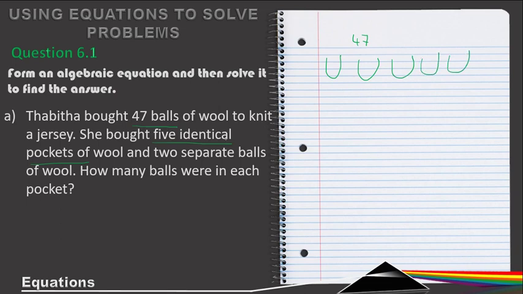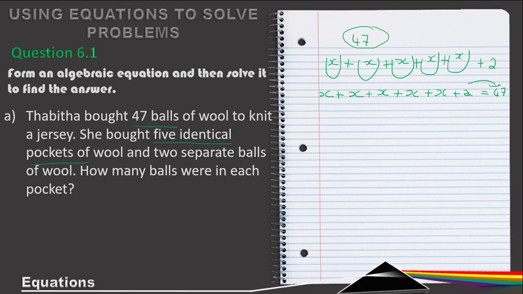And then 2 separate balls, so that's plus 2, okay? So once again, we want to know how much is in each of these pockets. So let's call that x, okay? So altogether, she has these 5 pockets plus 2 separate balls, which would then give her a total of 47. So I'm going to say x plus x plus x plus x plus x plus 2 gives me 47.